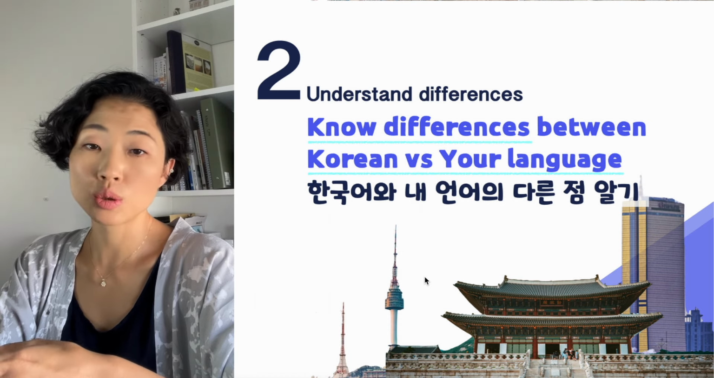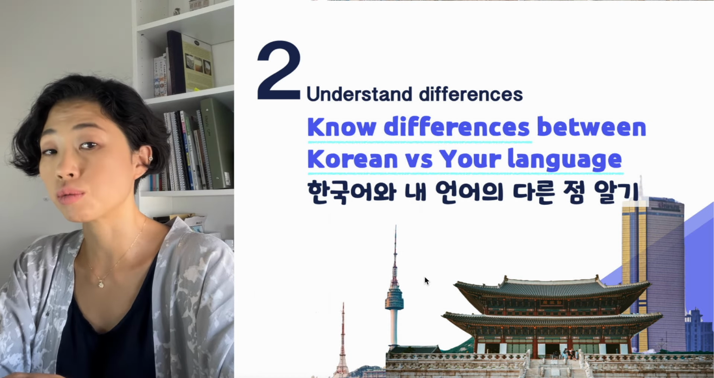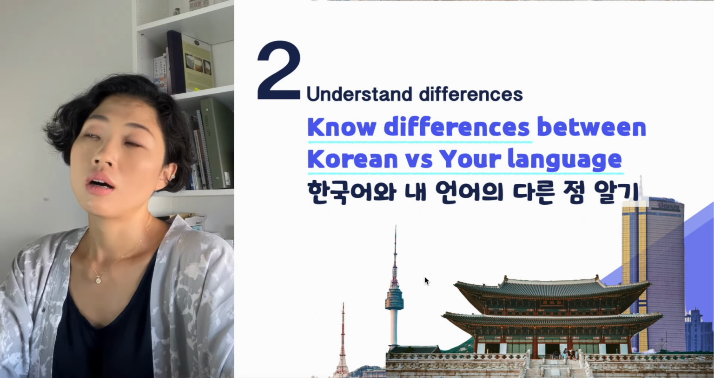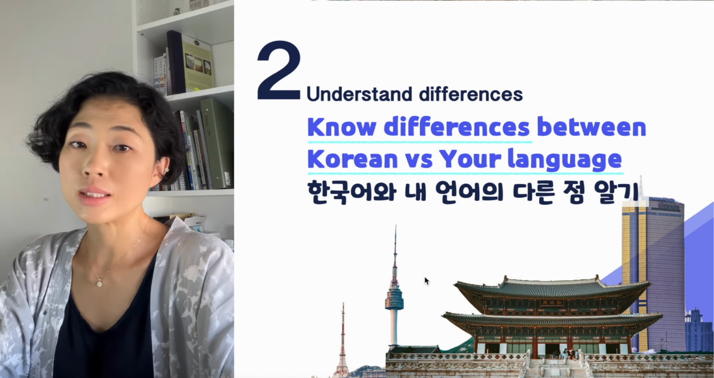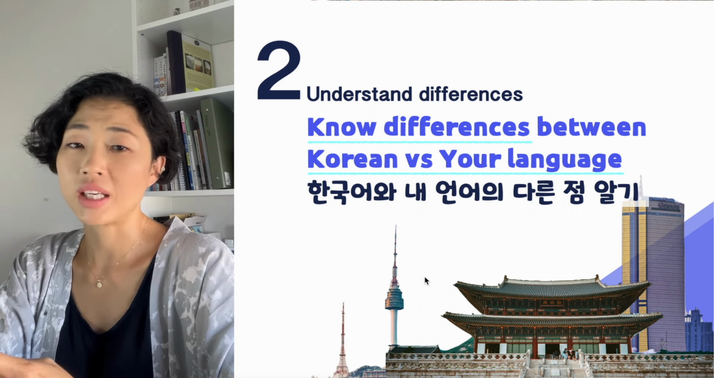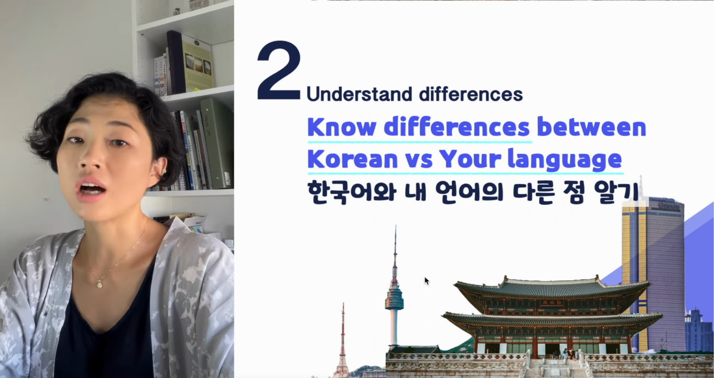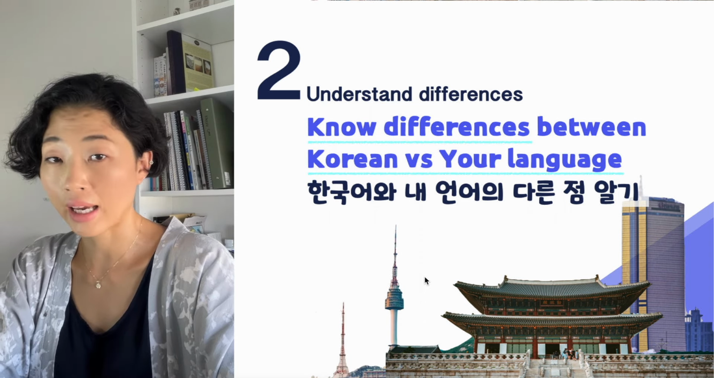So for learners whose language has a grammar rule similar to English, you need to know the difference, while learners who have a similar language structure, like Hindi, Japanese, or Turkish, those language structures are similar to the Korean language.